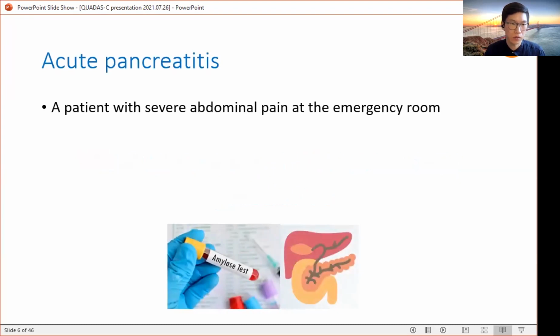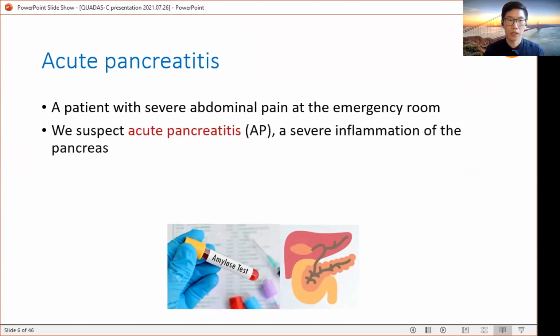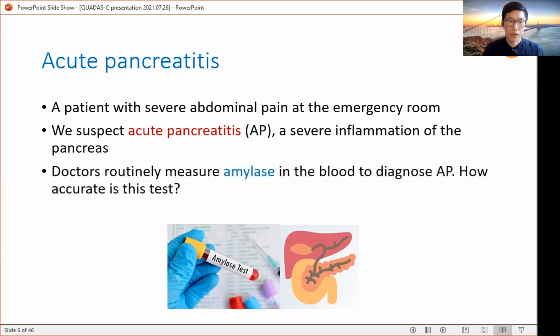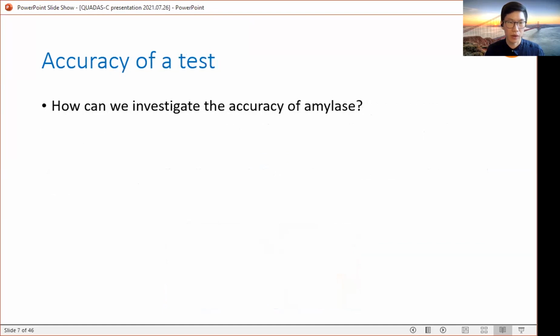So let's assume that we have a patient who has severe abdominal pain and comes to the emergency room, and we suspect the patient has acute pancreatitis, which is a severe inflammation of the pancreas. Now, doctors routinely measure an enzyme called amylase in the blood to diagnose this condition. And let's suppose we want to know how accurate is amylase in diagnosing acute pancreatitis. Well, so how do we do that?